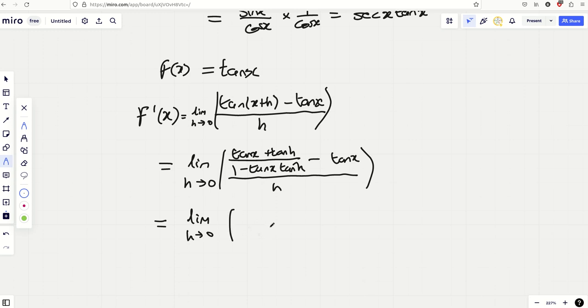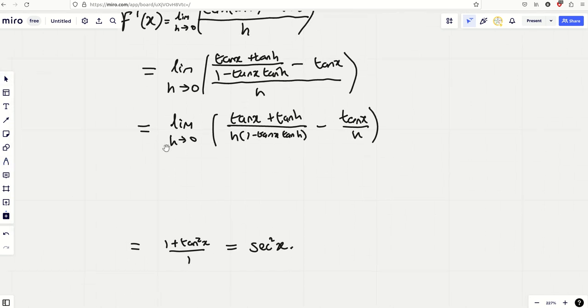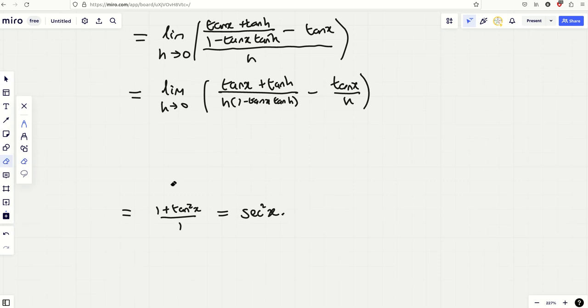It's always about cancelling an h on the bottom of a fraction, these things. Okay, tan x plus tan h over h times 1 minus tan x tan h, minus tan x over h. Yeah? Now, it's the h's on the bottom I want to cancel. You can see I've already done this question a second ago because the sound wasn't working.